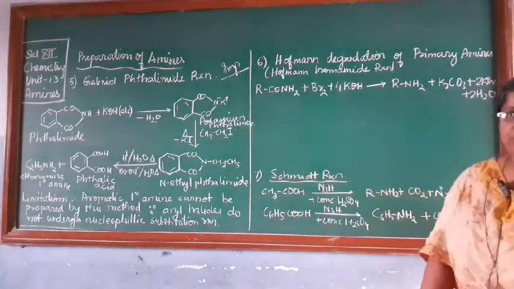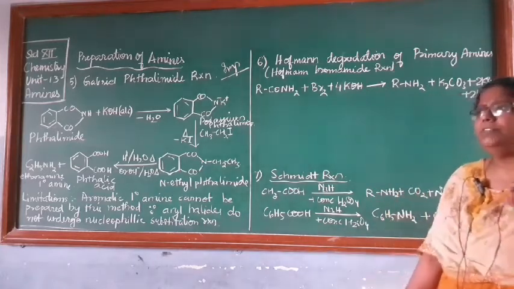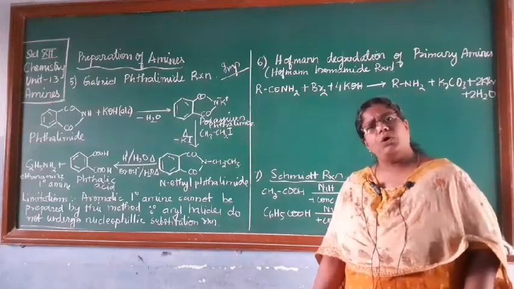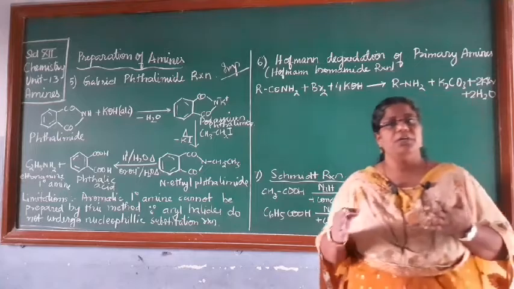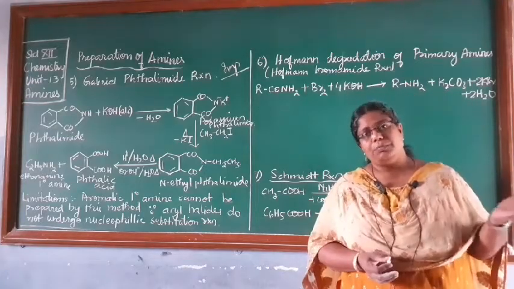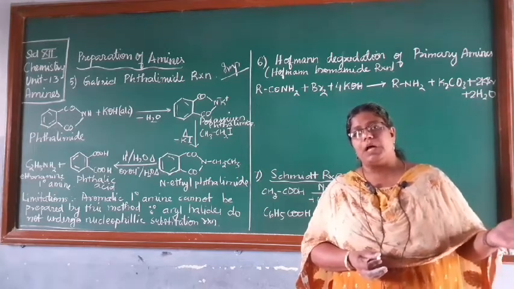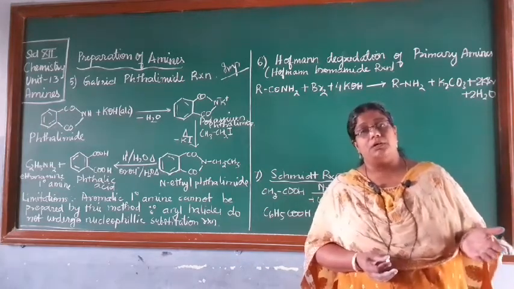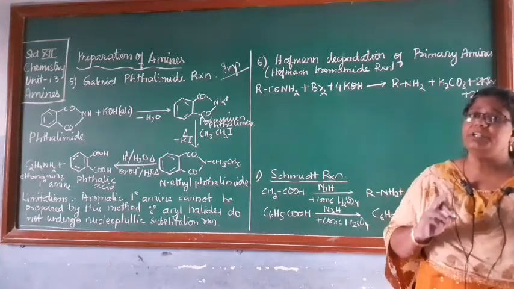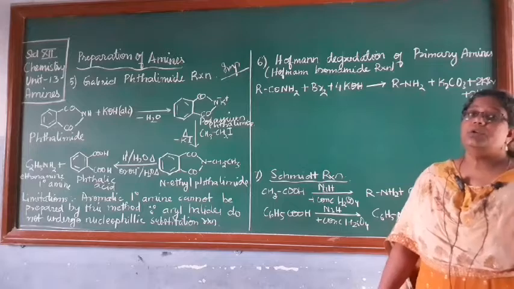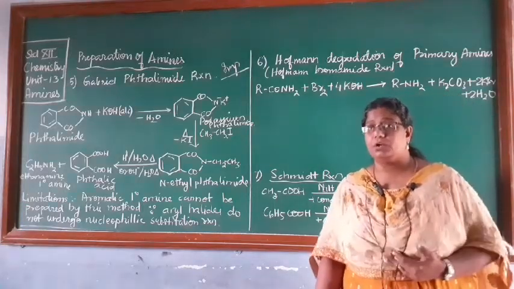As a 2 mark question it can be asked: write the preparation, write the Gabriel phthalimide reaction. Otherwise also, for name reactions you should be very thorough. You have learned such a lot of reactions in your previous chapters, starting from haloalkanes, then alcohols, then carboxylic acids, ethers, so many different compounds with so many different reactions. If you keep on practicing all those reactions, only then will you be thorough.